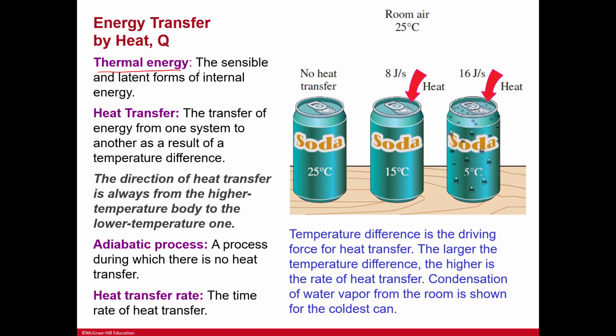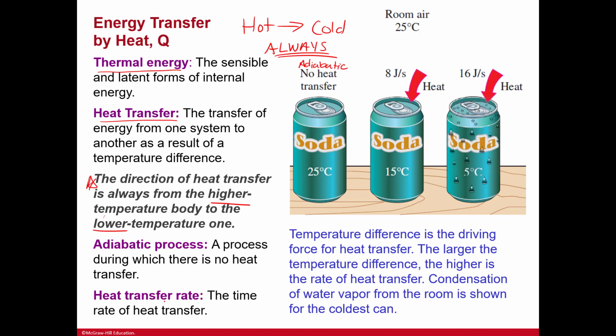So you have thermal energy, the sensible or latent forms of internal energy. You have heat transfer as the transfer of the energy from one system to another. Very important, the direction of heat transfer is always from higher to lower. So from hot to cold, always. Okay? And so adiabatic process is a process in which there is no heat transfer. So this would be adiabatic.